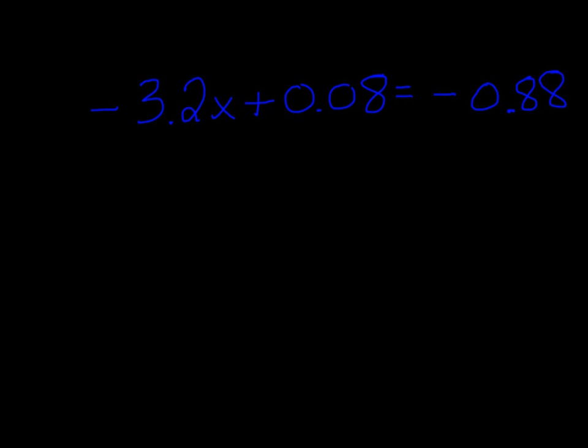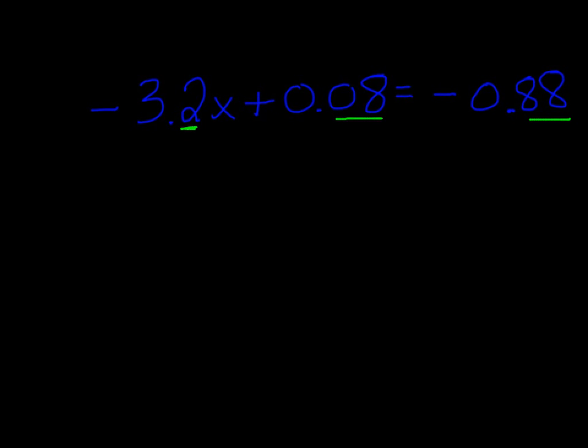The first thing you do is you look at all of your terms across your equation and you see which one has the greatest number of decimal places. The negative 3.2x, there's just one number in the decimal place. On the 0.08 there are 2, and on the 0.88 there are also 2. So the most we have on any of these is 2 decimal places.